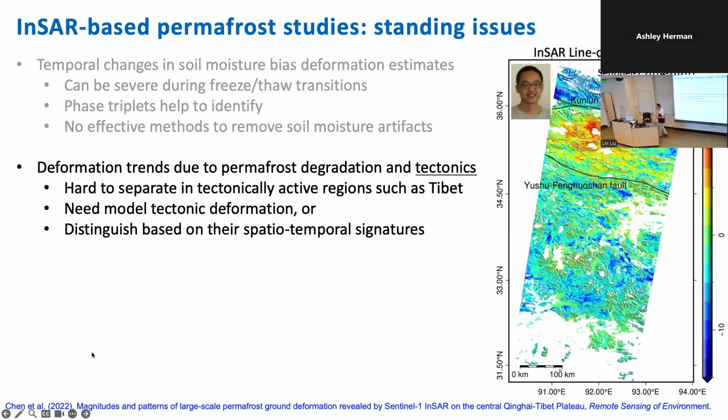One of the ideas is that for tectonics, if we're only interested in deformation due to permafrost, we can model tectonic movements and remove them. Or we can use some signal processing techniques. In this case, it is ICA, independent component analysis, to separate signals due to permafrost, which tend to be local and of shorter wavelengths, versus tectonics, which tend to be longer and, of course, associated with faults.